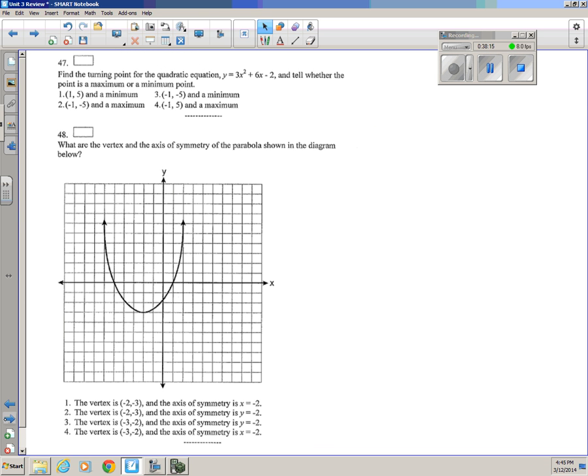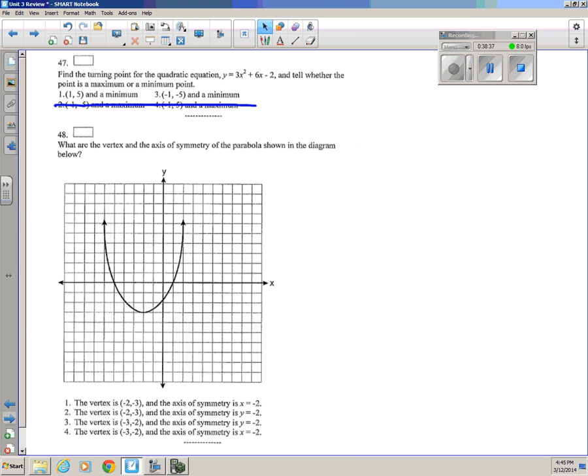47. Find the turning point of the quadratic equation y equals 3x squared plus 6x minus 2, and whether it's a max or a min. Well, you should know that it opens up. Anything that opens up has to be a min, which means these are gone. We're going to graph it anyway.